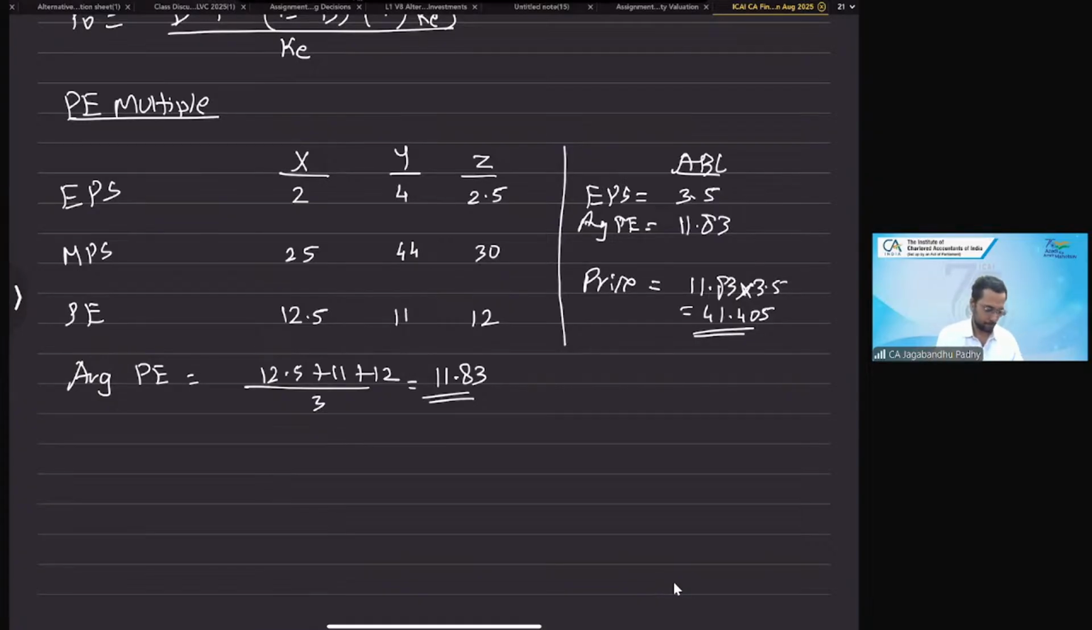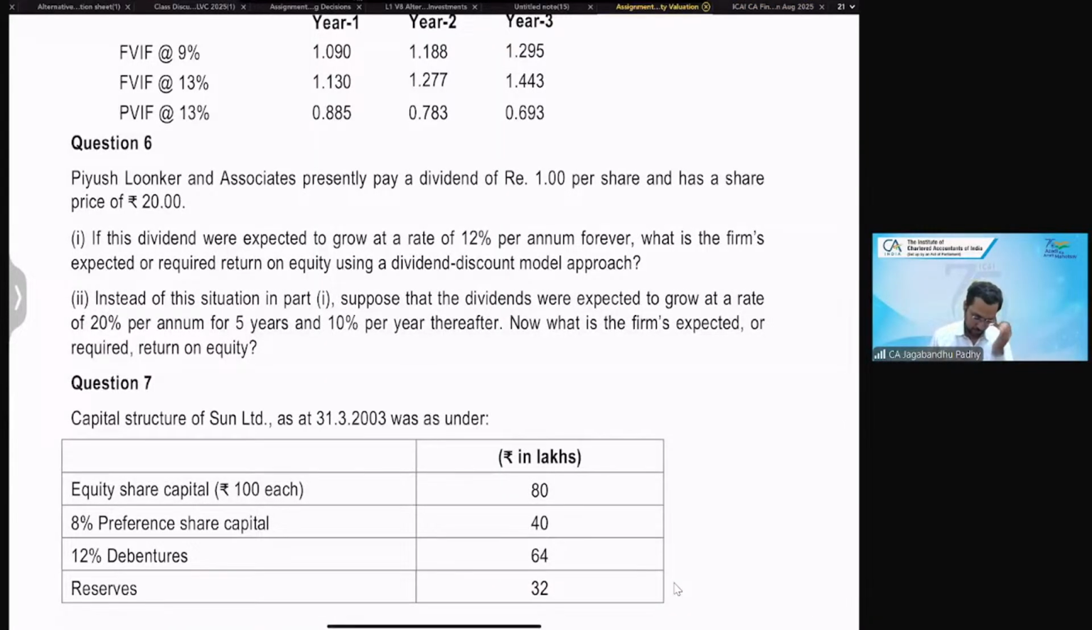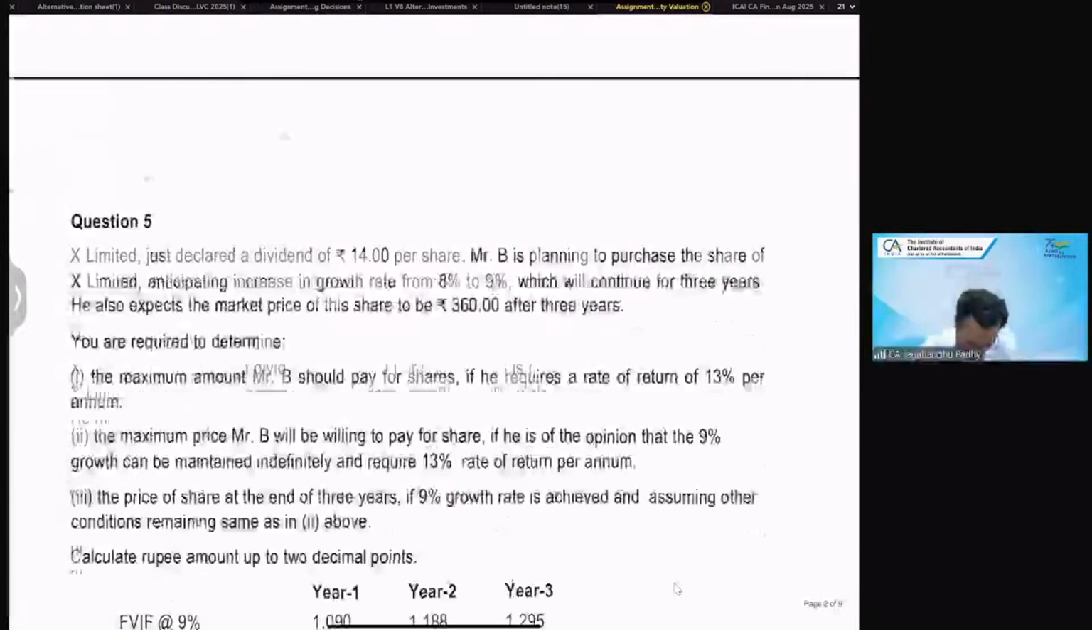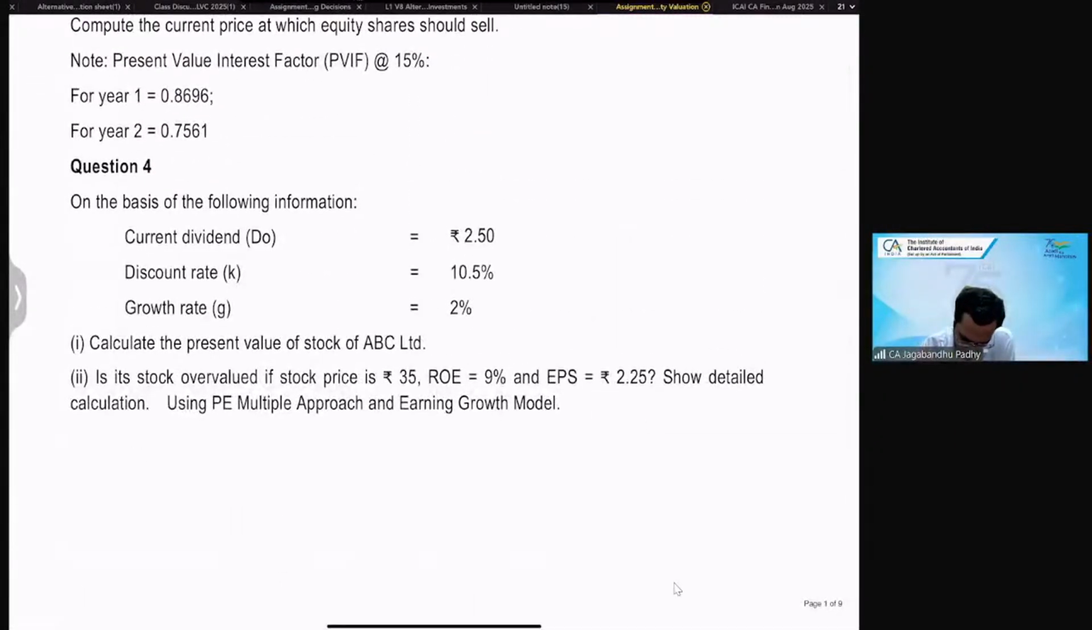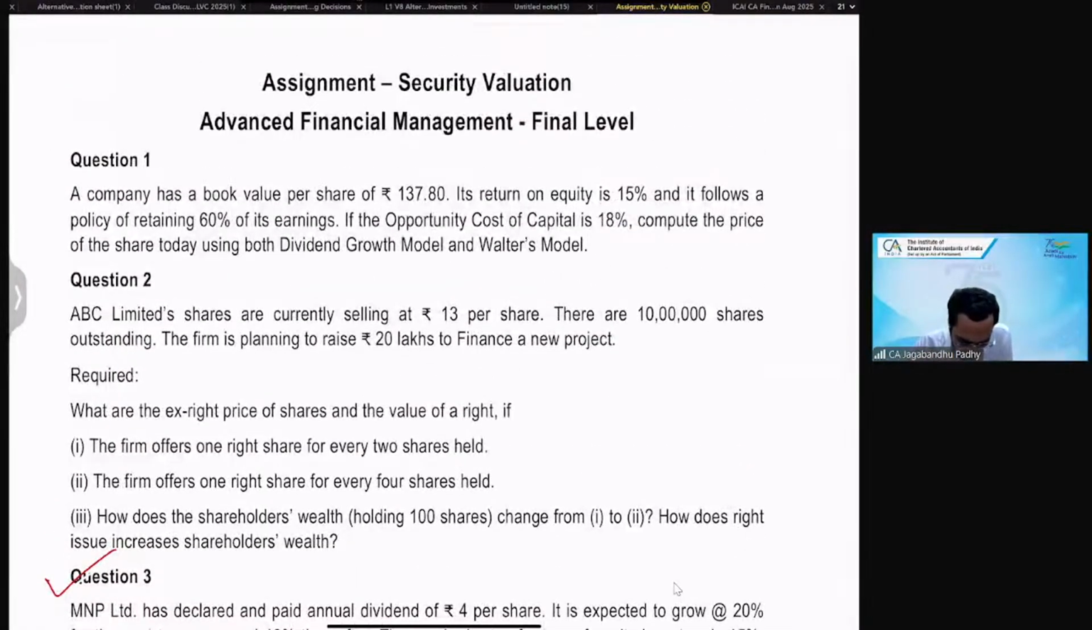Okay. Fine. Okay. So here we have now a similar question. Let's look at this question 1 now.